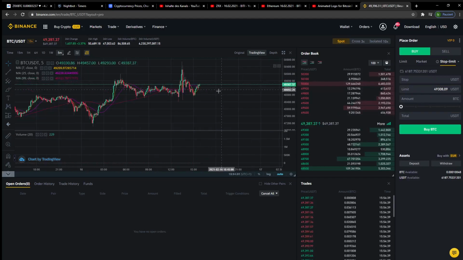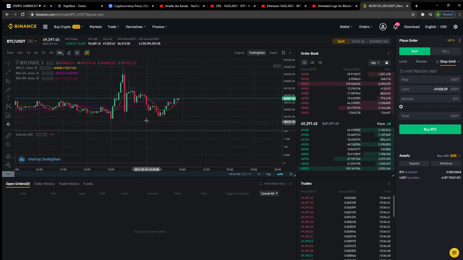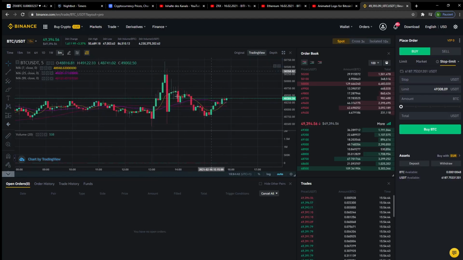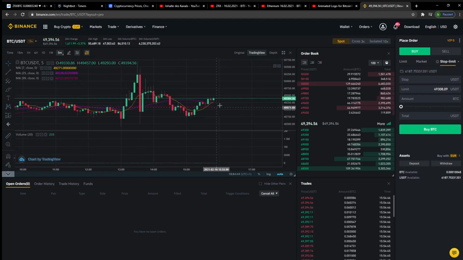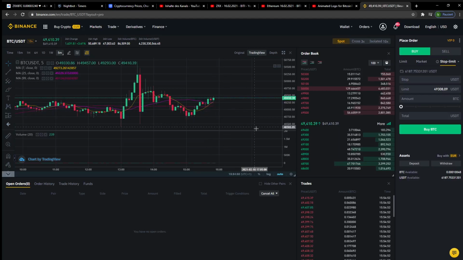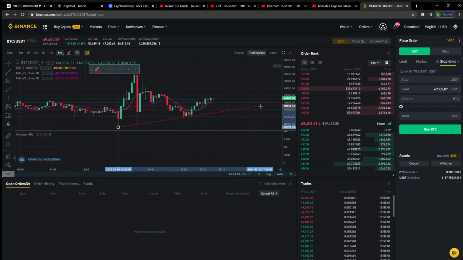Let's think about that. Here is the Bitcoin chart. Here is the Bitcoin USDT chart from TradingView. You can see here Bitcoin is currently at 49,390. Okay, you can see here was a low, here was a low, and here was a low. I can draw a line here. That's very nice. That's my support here, and I am on the 5-minute chart.